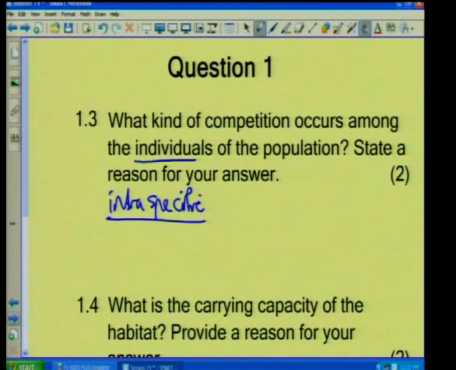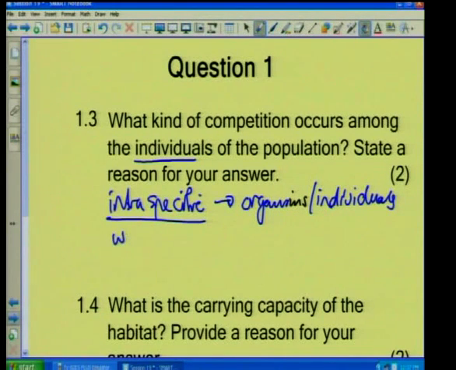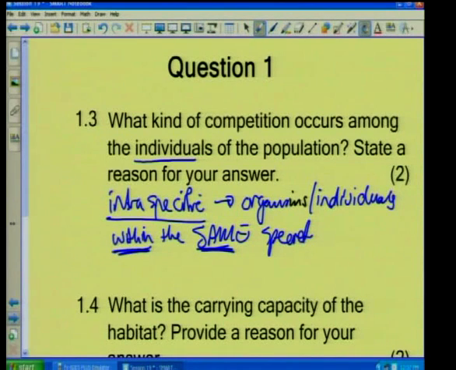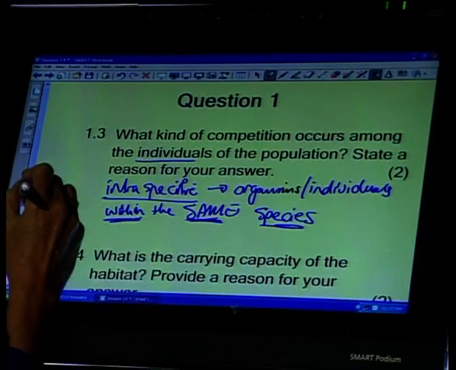Okay, and why? Explain. It's organisms, or you could say individuals within, this is important, within the same species. It's the same species. If it was different species, it would be interspecific, and I'm sure you've got that by now.